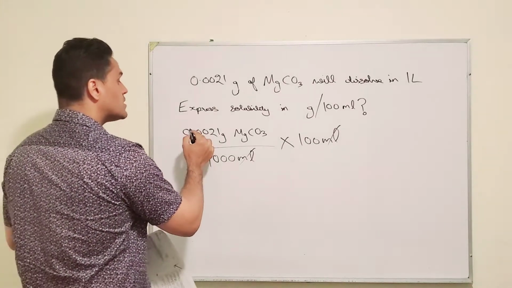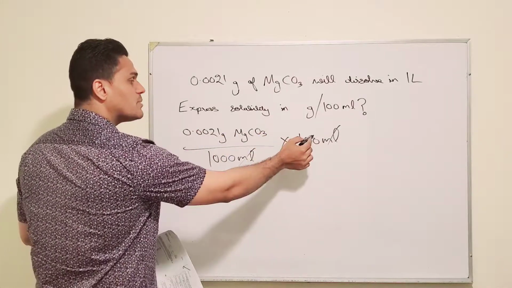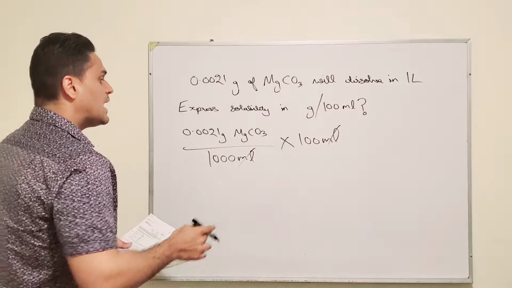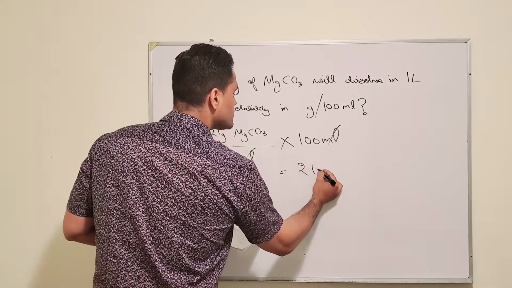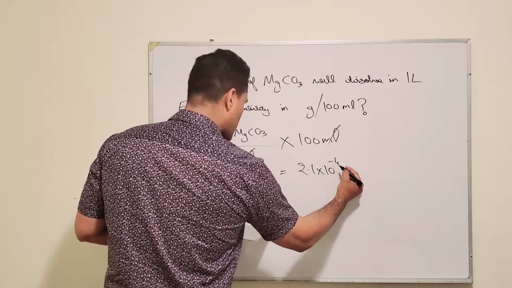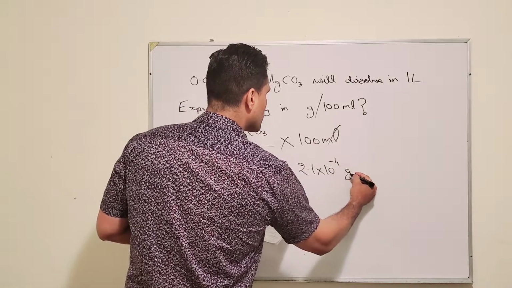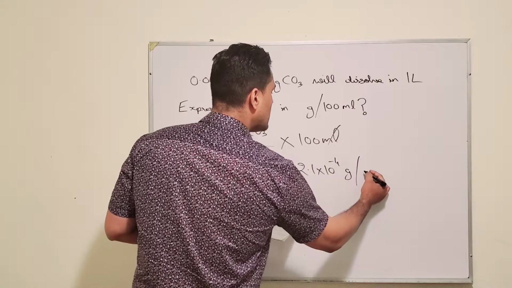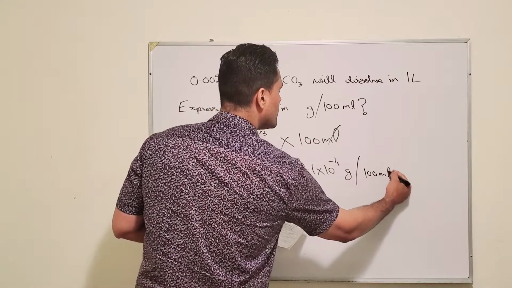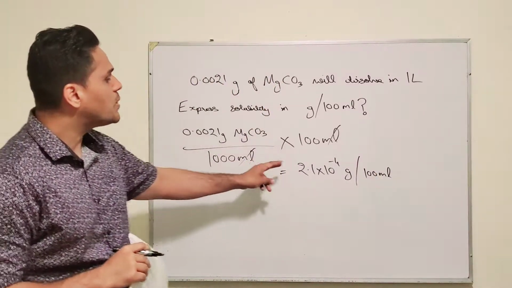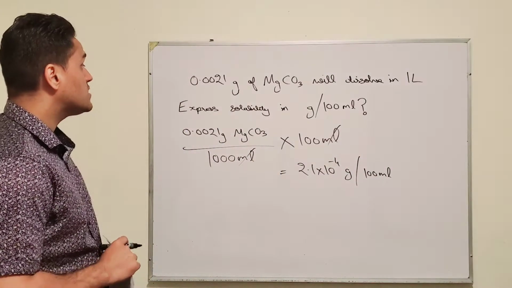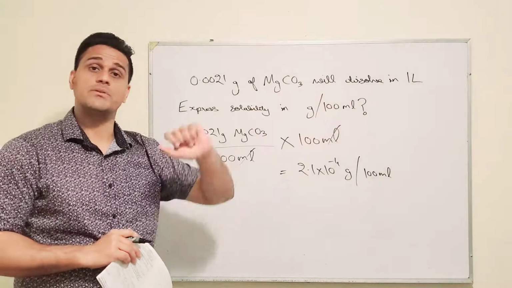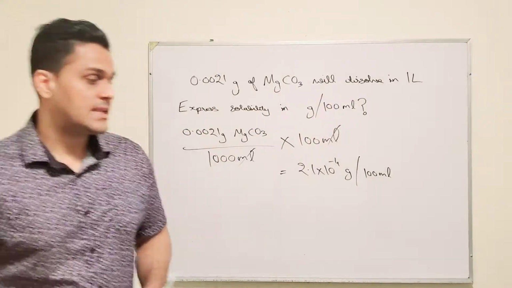You're going to punch this in your calculator, times it by 100 divided by 1000, and your answer should be 2.1 times 10 to the power minus 4 grams per 100 ml. So we can dissolve 2.1 times 10 to the power minus 4 grams in 100 ml. In other words, that's your solubility in grams per 100 ml. Okay? And the next question.